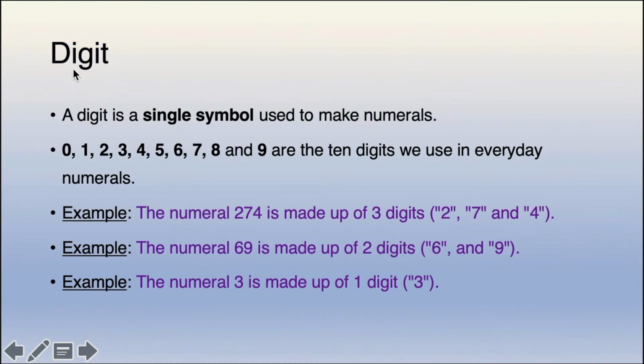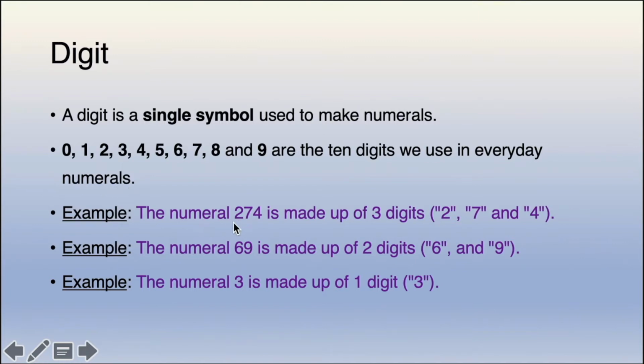Now, what is a digit? A digit is a single symbol used to make numerals. So digits 0, 1, 2, 3, 4, 5, 6, 7, 8 and 9. All these are used in everyday numerals.